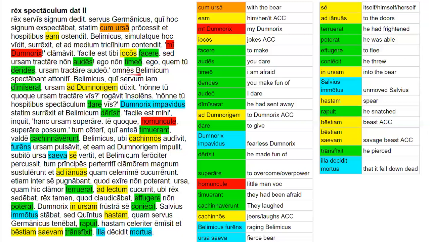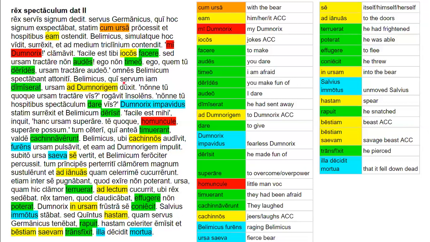Okay. Omnes Bellimicum spectabant attoniti. Everyone was looking at Bellimicus astonished. All right, so attoniti is technically an adjective that's modifying omnes. So everyone astonished was looking at Bellimicus. But you can translate it adverbially or as close to adverbially as you'd like to.